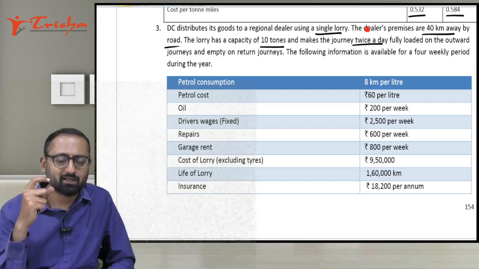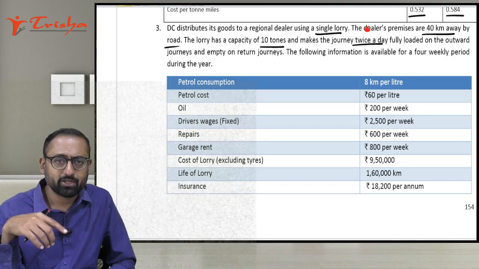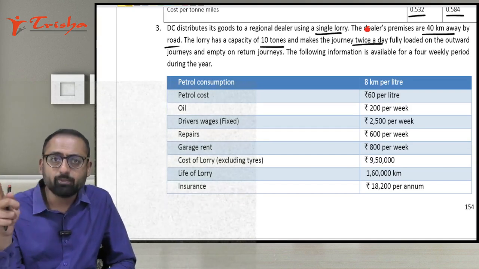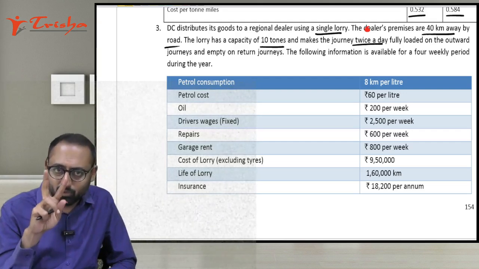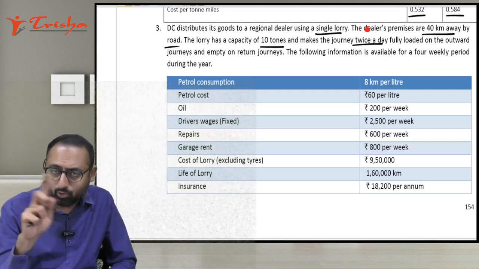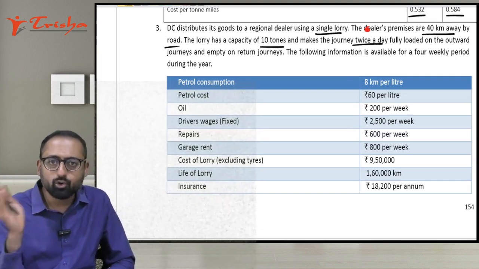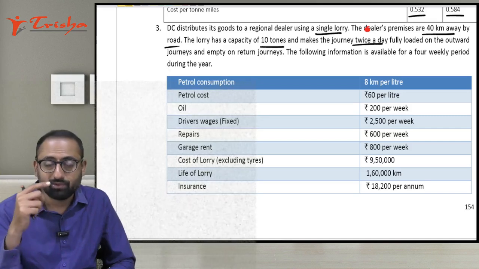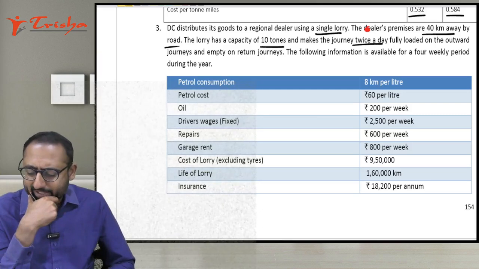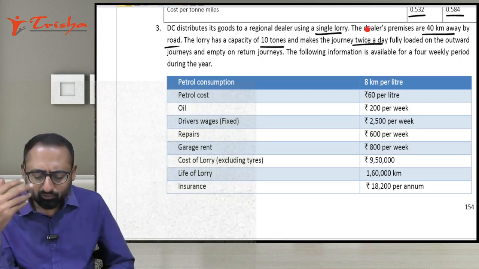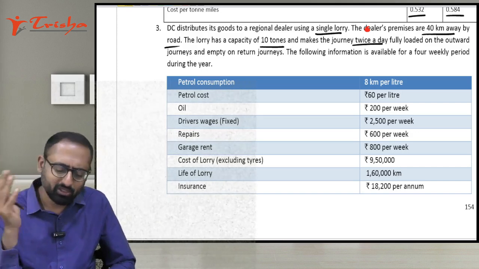In my class, I generally explain this: whoever goes will come back. If you are going from city A to B, again you'll have to come back from B to A. So you are going to work on 2 trips a day: first will go and come back, again will go and come back. You will have to remember there should be a round trip. Twice a day, fully loaded on the outward journey and empty on the return journey.